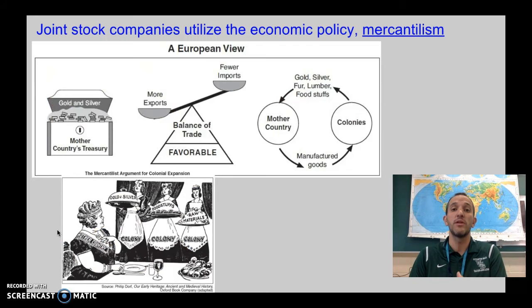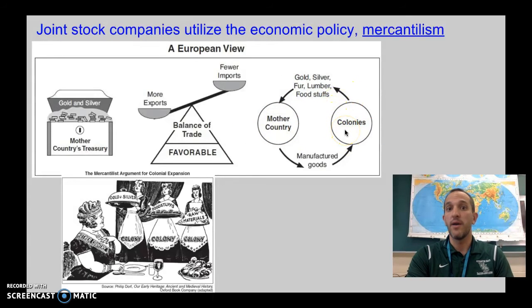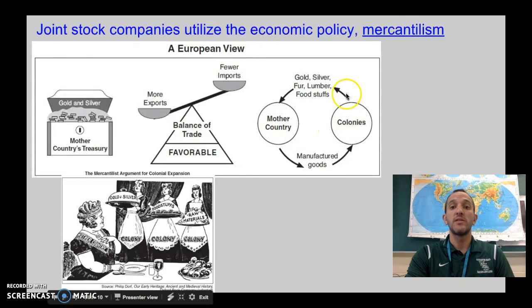And to do this, the economic policy at the time is called mercantilism. The goal of mercantilism is to import less than you export. So your goal as a joint stock company is to sell more products than you are buying from people. As these colonies are conquered by the Europeans, the mother country, for example Britain, will say, if you're one of our colonies, for example the American colonies, you can only sell your gold, silver, fur, lumber to our joint stock company. That's the only group you can sell it to. You can only buy goods from us.